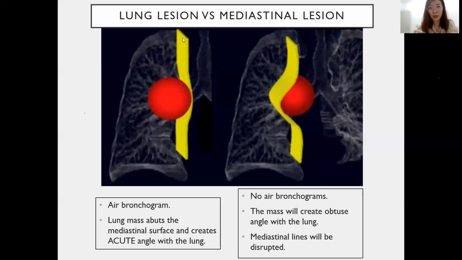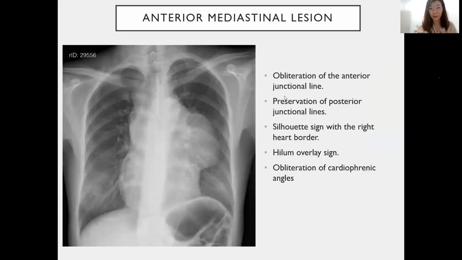So to differentiate whether the lesion is arising from the lung or the mediastinum: if the lesion arises from the lung, normally it will have an air bronchogram within, and it will abut the mediastinal surface and create an acute angle, just like in this diagram. So you will see an acute angle with the mediastinum and the lung. If the lesion arises from the mediastinum, you will see an obtuse angle here. All right, this is acute, this is obtuse angle. Then there will be no air bronchogram.